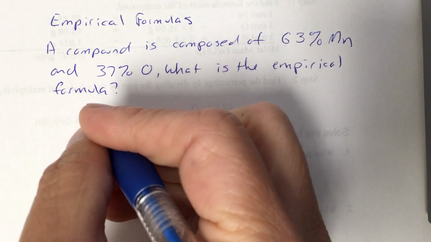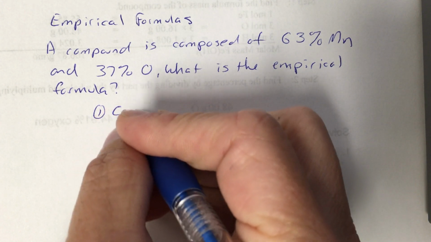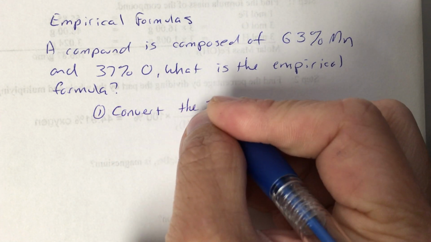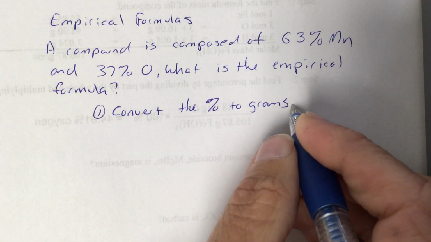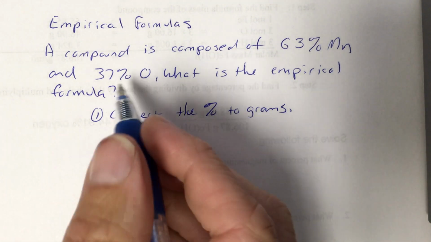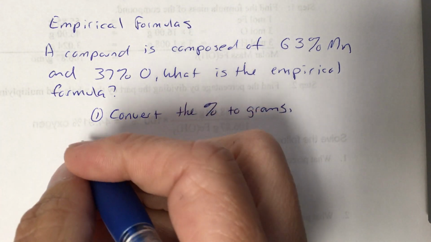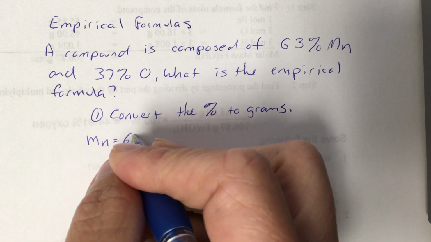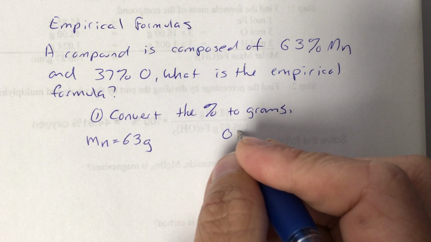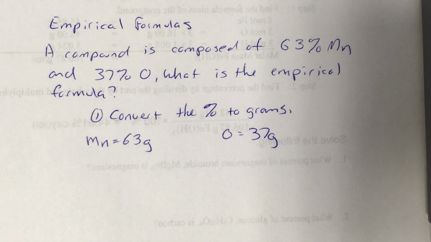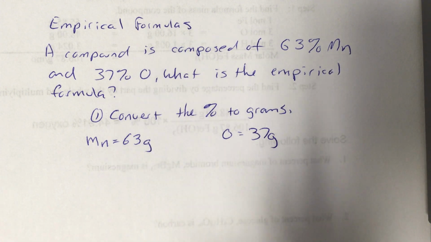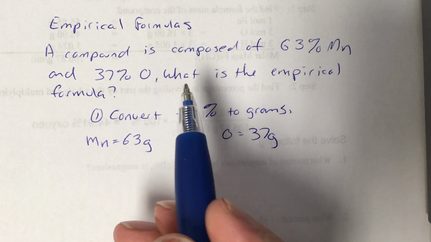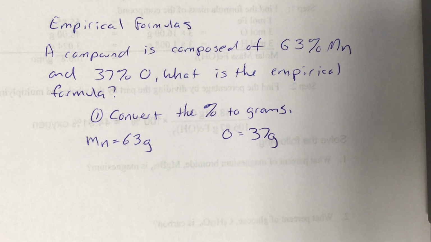All right, first step in this process will be to convert those percents to grams. And this sounds complicated, but it's simply a matter of taking the percent sign off and putting grams on. So for manganese, it's going to be 63 grams, and for oxygen, it's going to be 37 grams. The assumption is we always have a 100-gram sample. So if 63% of that 100 grams is manganese, that's 63 grams. And again, if we have a 100-gram sample and 37% of it's oxygen, 37 grams will be oxygen. So we really just have to change the percent sign to grams.